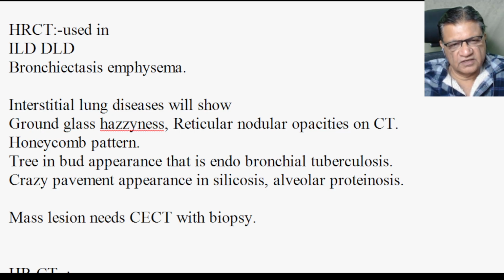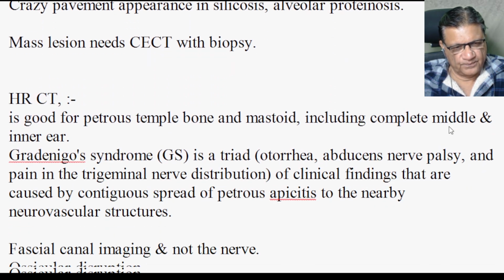The interstitial lung disease will show a ground glass haziness pattern. The reticular nodular opacities on CT, which will have reticular opacities on CT. There will be honeycomb pattern. A tree in bud appearance, that is endobronchial tuberculosis. The crazy paving appearance in silicosis and alveolar proteinosis. The mass lesion needs CECT with biopsy.